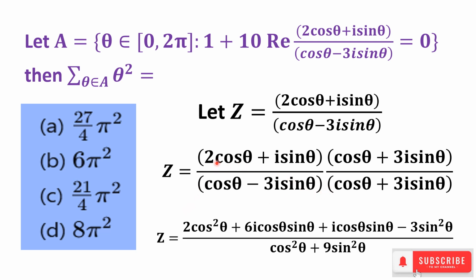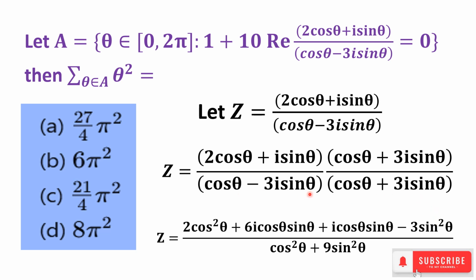In the numerator, 2 cos θ into cos θ is 2 cos²θ, plus 2 cos θ into 3i sin θ is 6i cos θ sin θ. Next, plus i sin θ into cos θ is i sin θ cos θ. And finally, we have i sin θ into 3i sin θ, which is 3i² sin²θ. i² is minus 1, so we have minus 3 sin²θ.